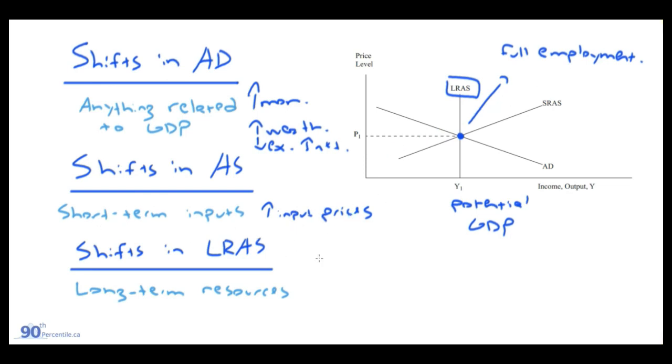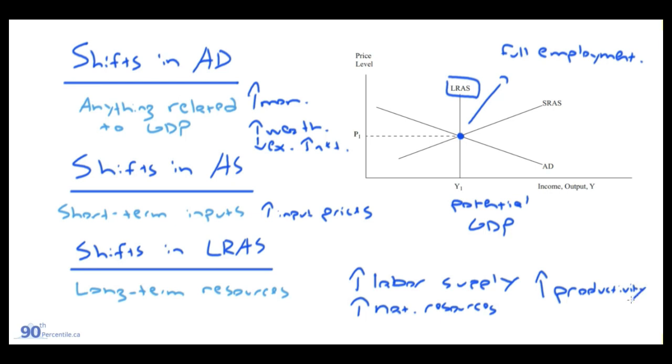Whereas anything related to shifts in long run aggregate supply is related to fundamental changes to the economy's long-term resources. So it could be an increase in the labor supply. It could be the country just found a bunch of natural resources, so they have an increase in natural resources. Or it could be an overall increase in productivity of your labor supply or inputs, which relates to an increase in long run supply.